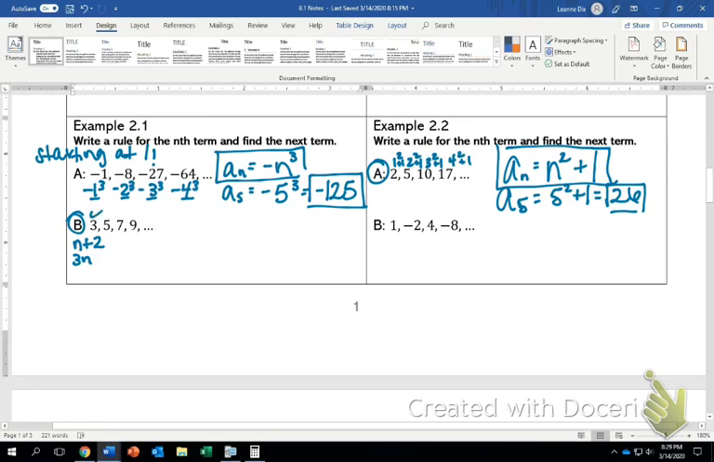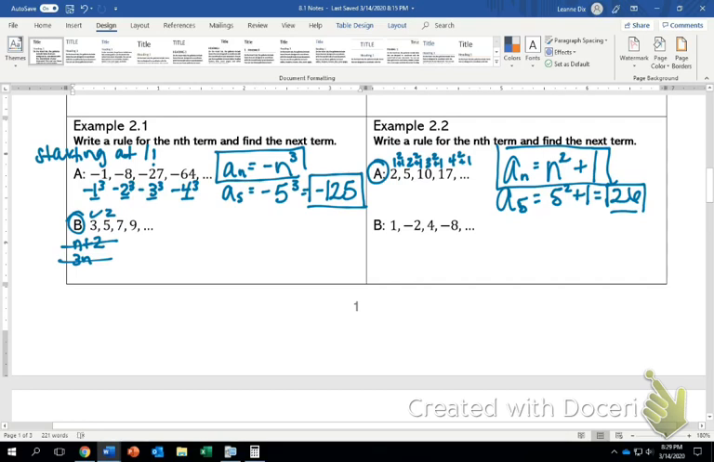So this works for the first term. Let's see if it works for the second term. 2 plus 2 is 4. Well, then that means this one's out because this one has to be 2. Something happens to 2. 2 times 3 is 6. Okay, so that doesn't work either. So now I have to do something a little bit different.